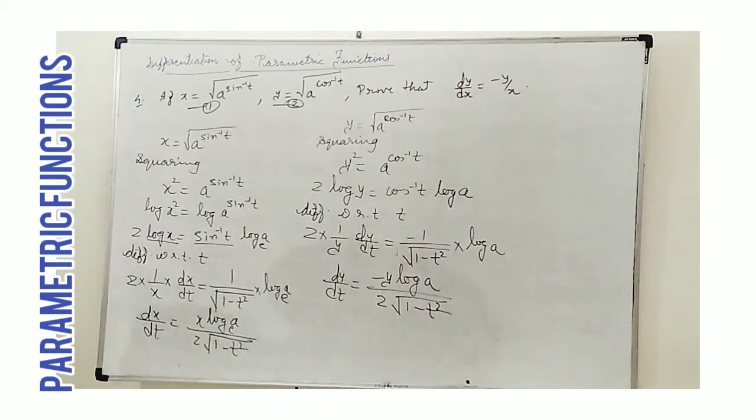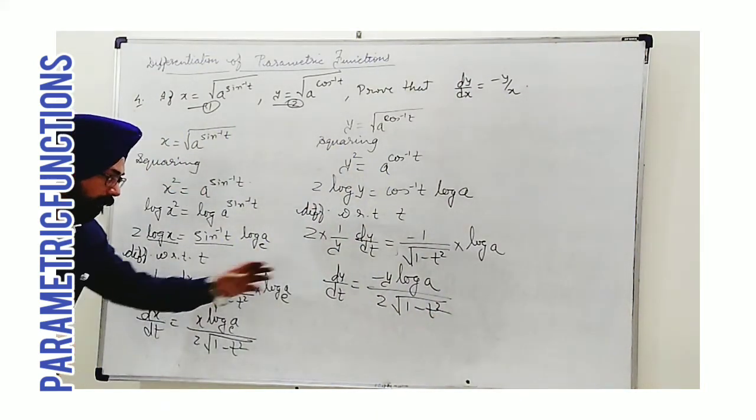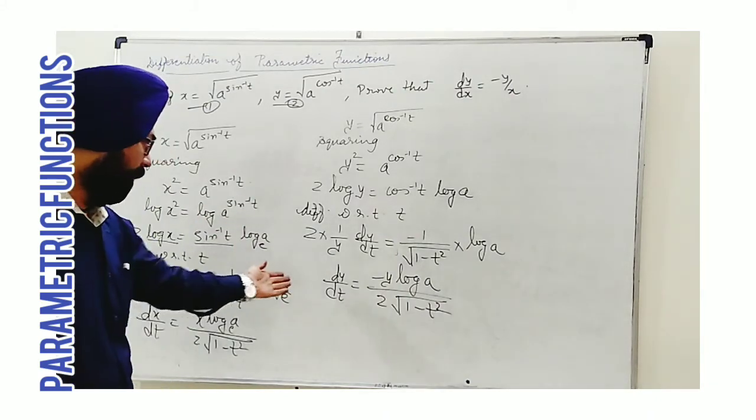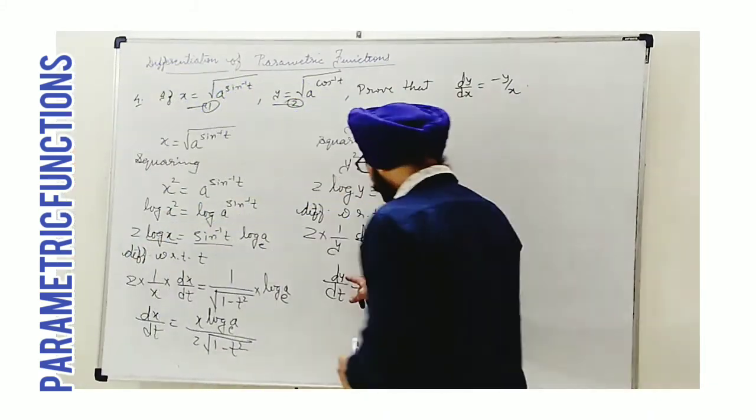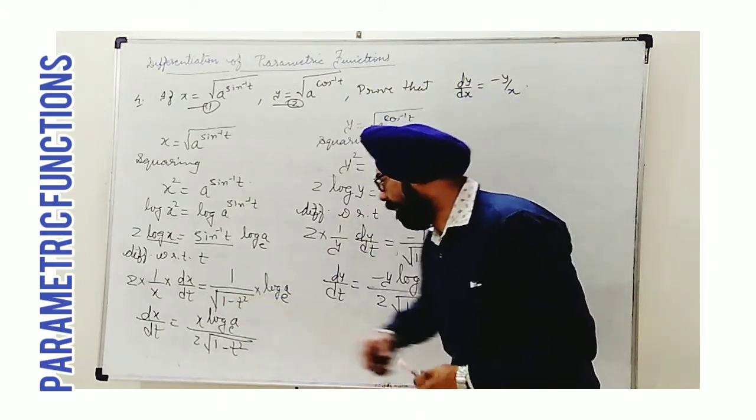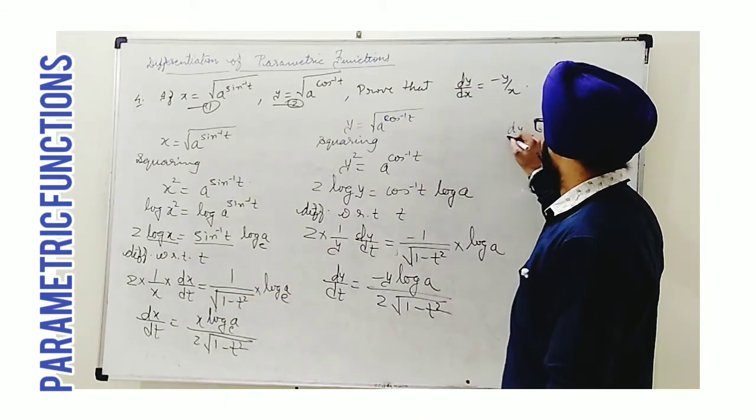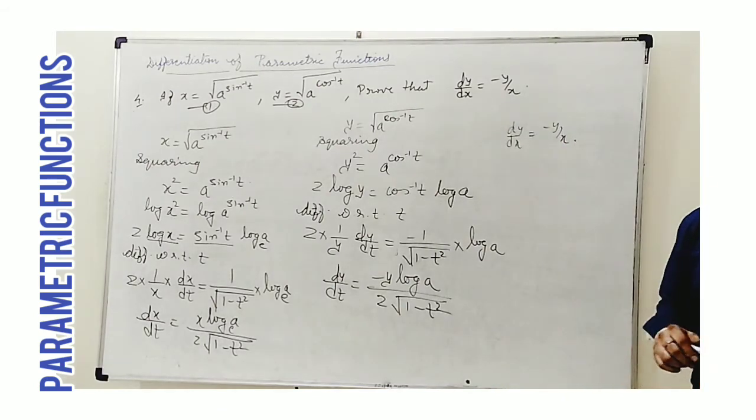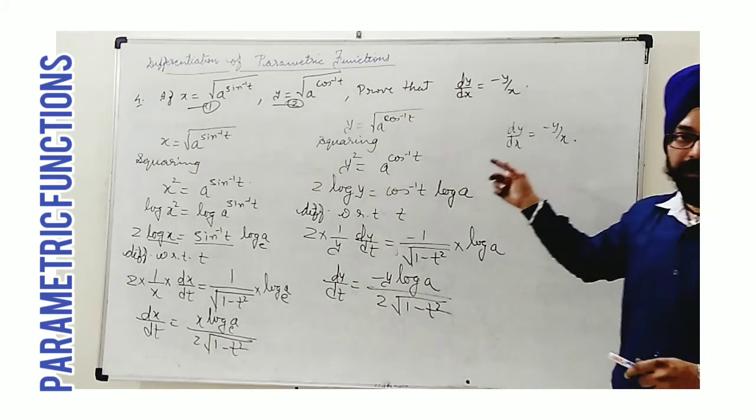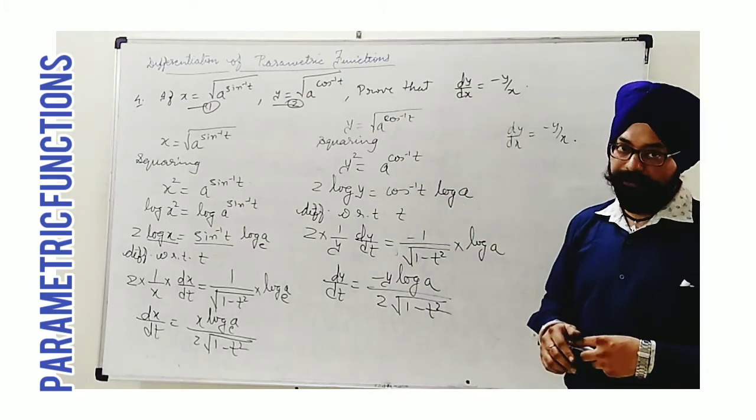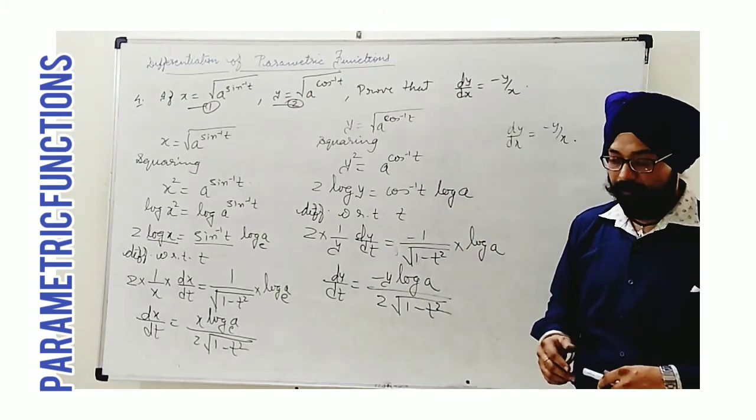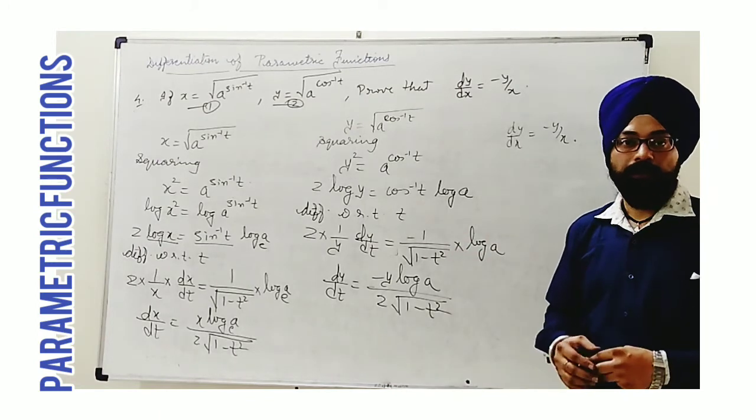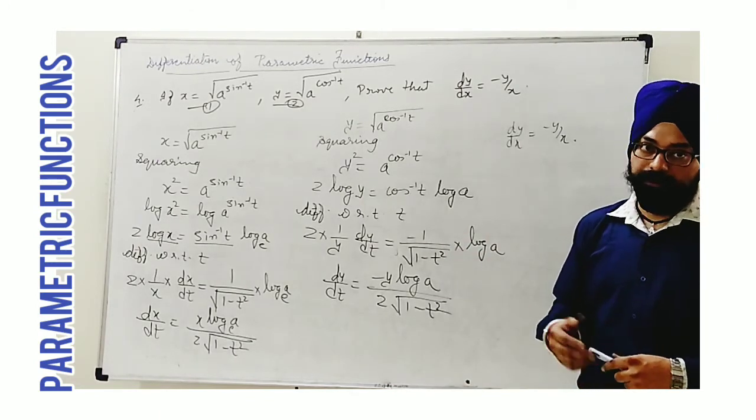Now you can see we have obtained the values of dy by dt and dx by dt, similar to the previous method. And when we divide dy by dt by dx by dt, we have dy by dx as minus y upon x. So there is no change in the answer. Depending on your choice and convenience, you can apply either method. Now we will see more questions to explain the next pattern.